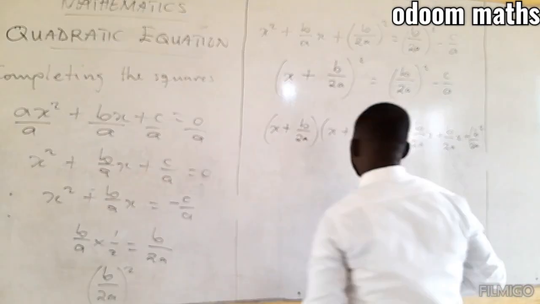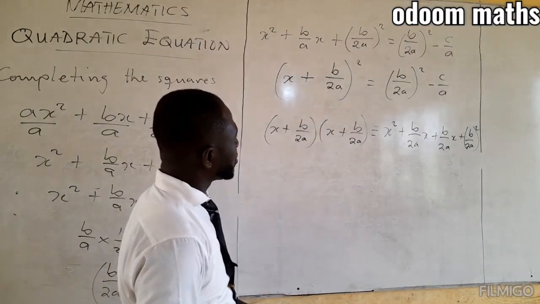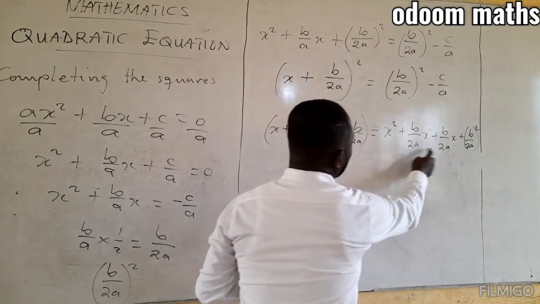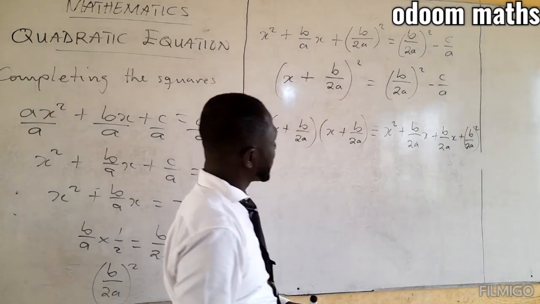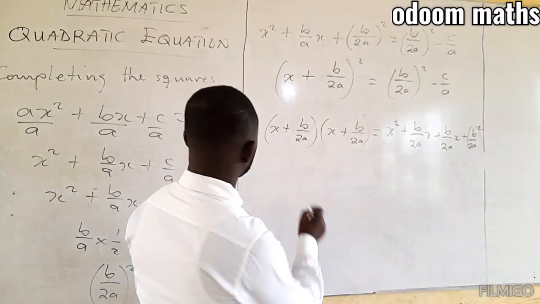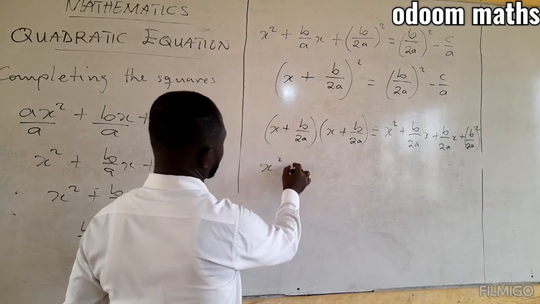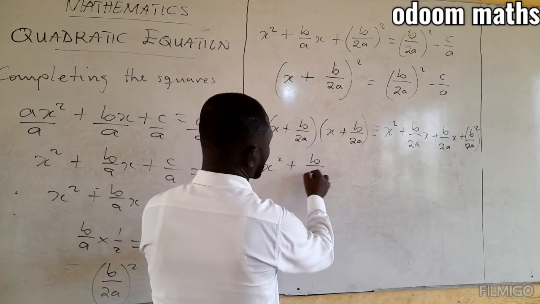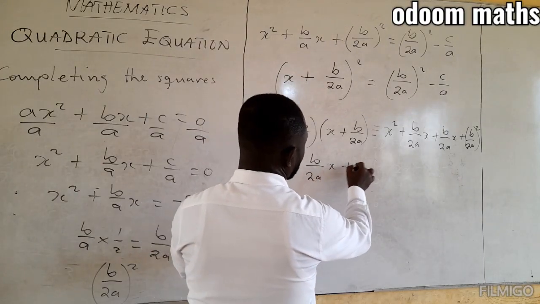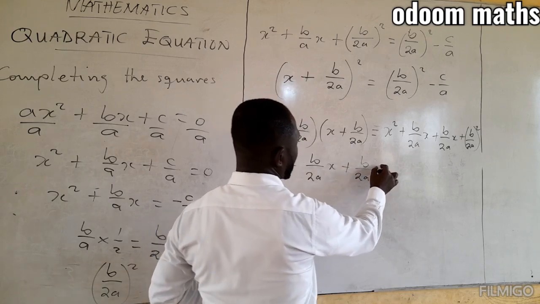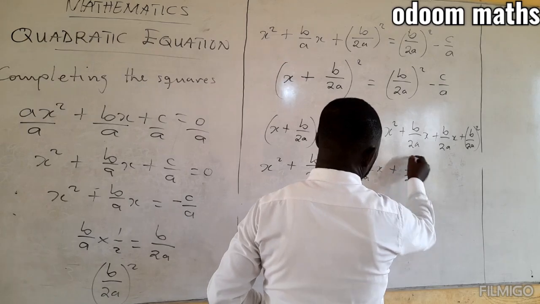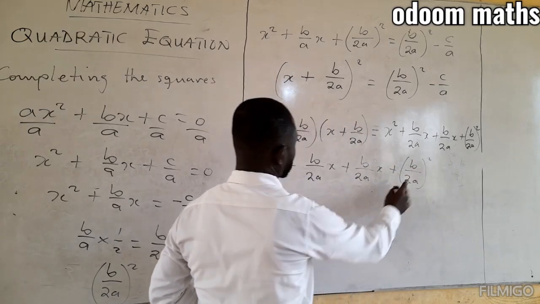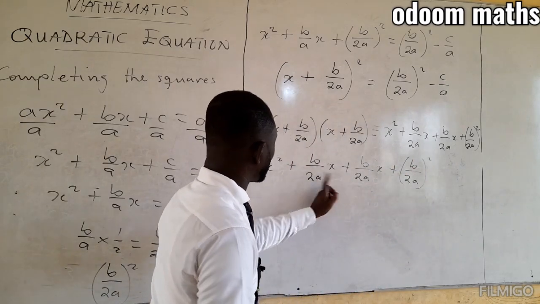Okay. So it means I can add these two. So we have x squared plus b over 2a x plus b over 2a all squared. I am not going to expand this. Okay, so let's add these two.